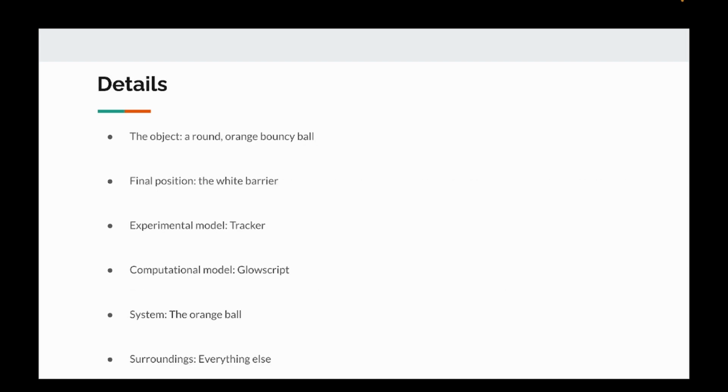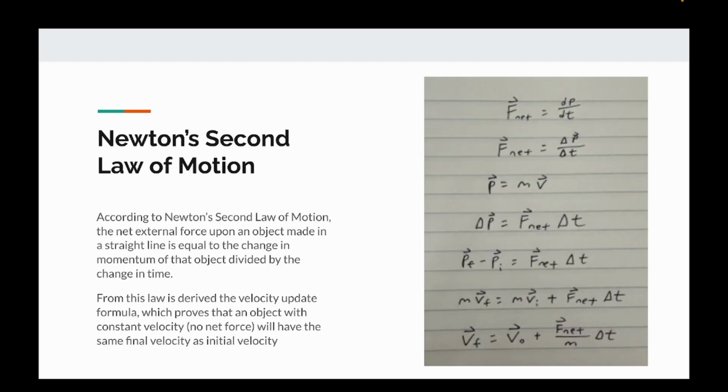So, some small details about the experiment. The object is a round orange bouncy ball, and this will also serve as a system in the experiment. The final position is the white barrier that the ball hits at the end of its roll. The experimental model will be made using Tracker, and the computational model was made using GlowScript, and the surroundings is everything else.